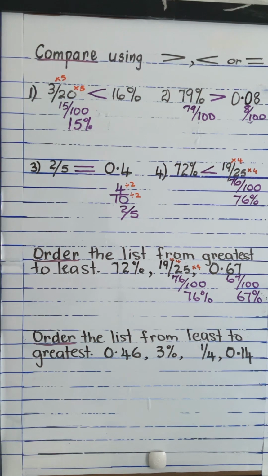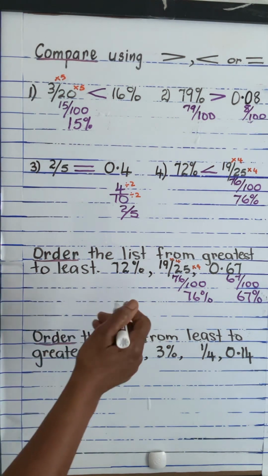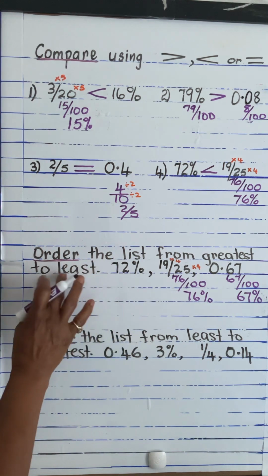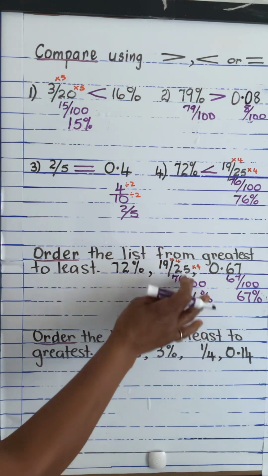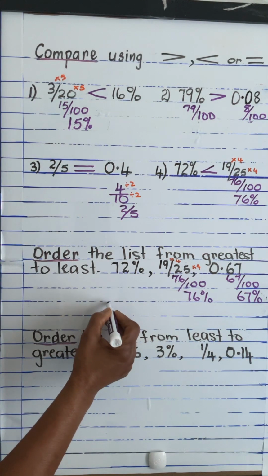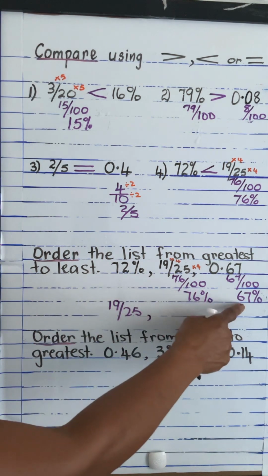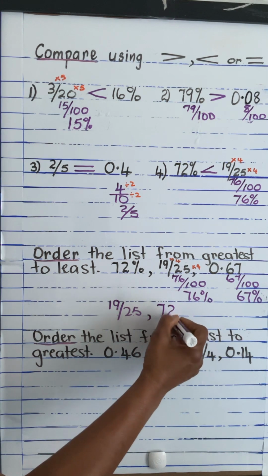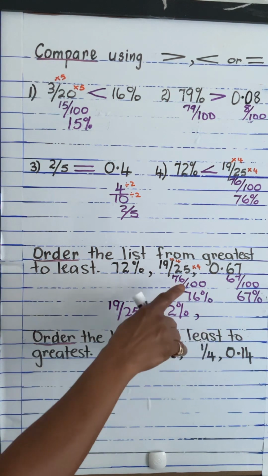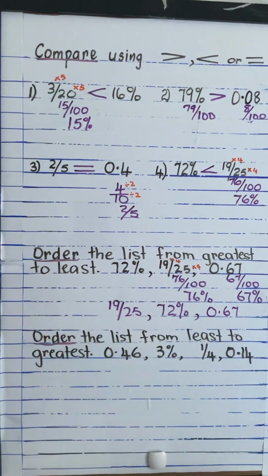So now we have percent, and we can go ahead and order from greatest to least. 76% is the greatest, so that means 19 over 25. And then 72%, then 67%, which is 0.67.